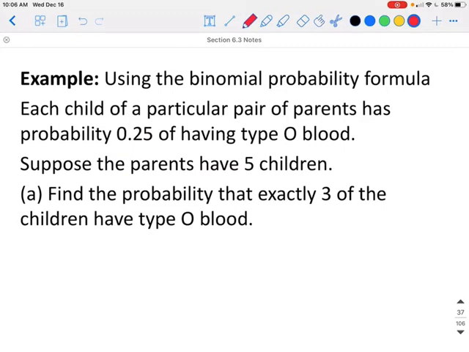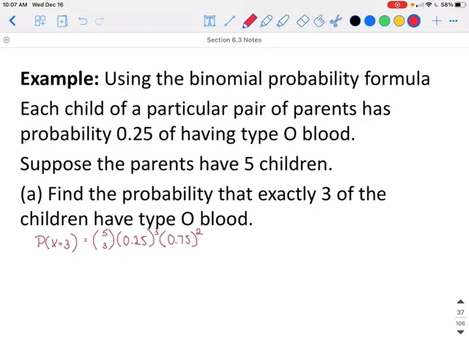So let's find the probability that exactly 3 of these children have type O blood. So we're finding the probability that X is 3. To do this, we know we have 5 children. We're going to choose 3 of them to have type O blood. So we're going to do 0.25, the success probability is 25%, for 3 children. The probability of failure is 75%. If they have 5 kids and 3 of them are successes, then 2 of them would be failures.